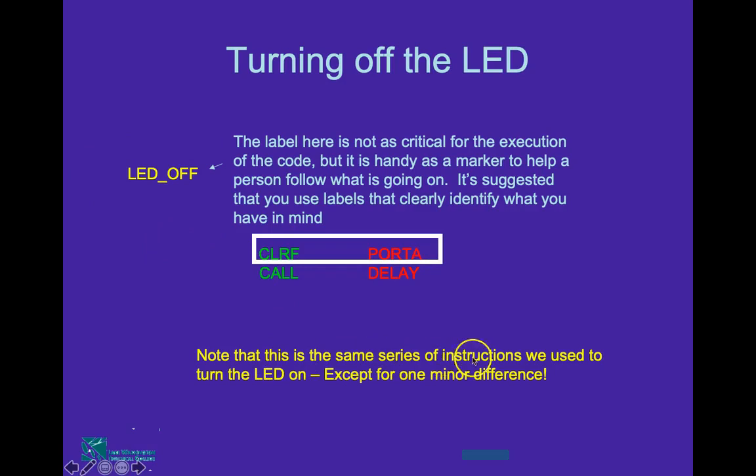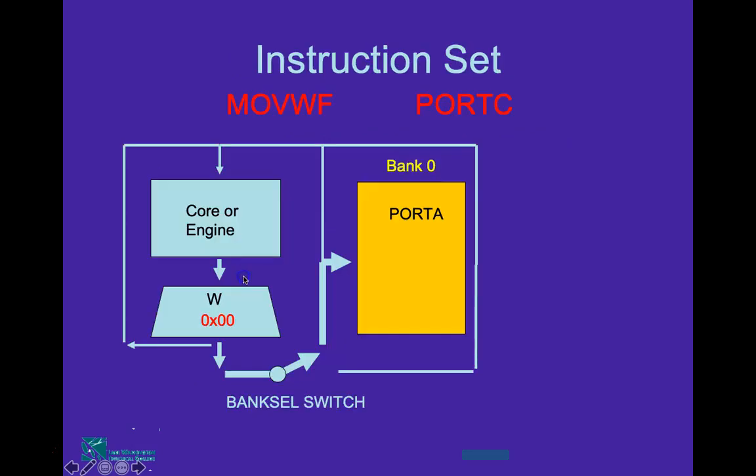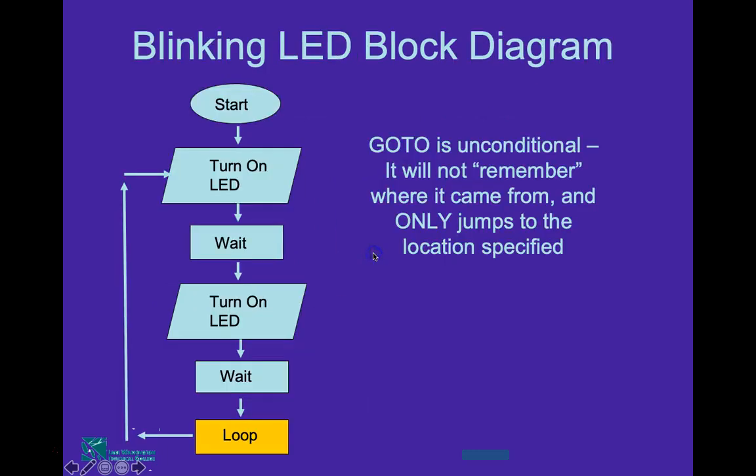So note that this is the same series of instructions we used to turn the LED on. So clear F, you know that we have already used, and this also we have used in LED on. So the clear F will move the 0 from the working register to the port A, and then it creates a loop. So you make a loop, and for that you can use a go to instruction. If you use go to LED_on, then it will make a loop, and this will go on forever.